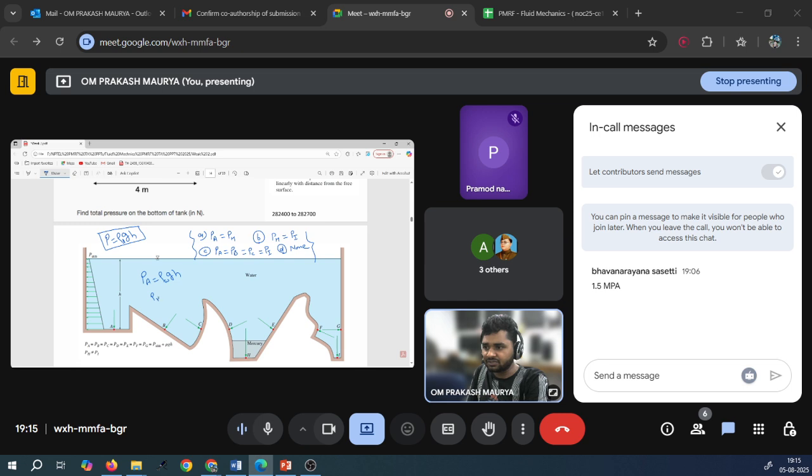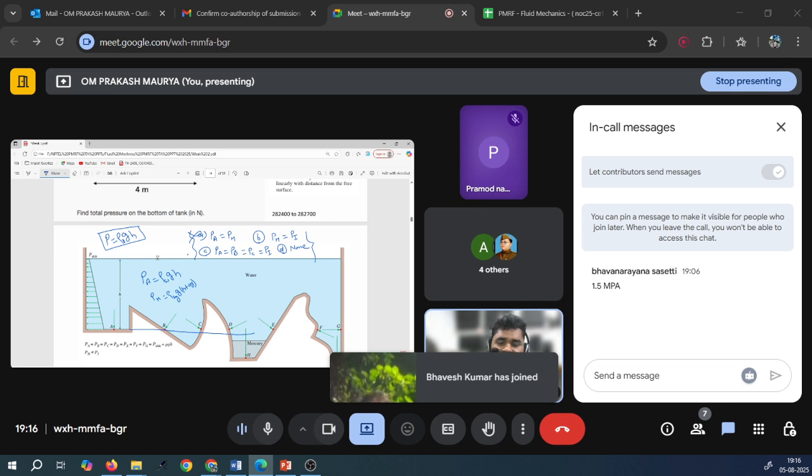And the pressure at H, how much? Rho of mercury, Hg. g will be constant for all, and H is also varying, so it is H plus something. Let us write that something as delta Y, because the height H is up to that much only, and after that there is this much additional height. So this is wrong. This is not correct.